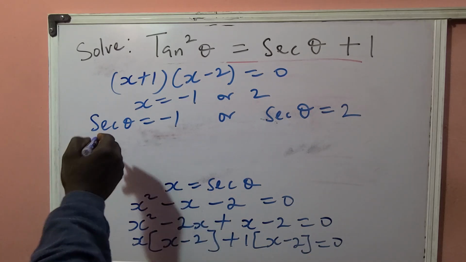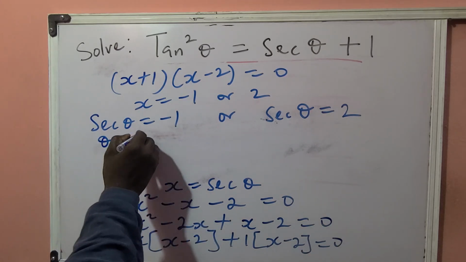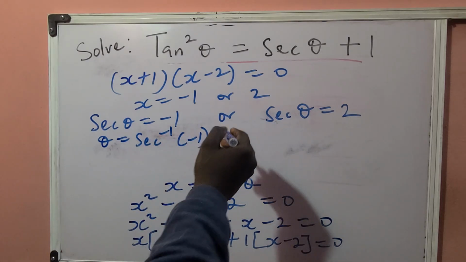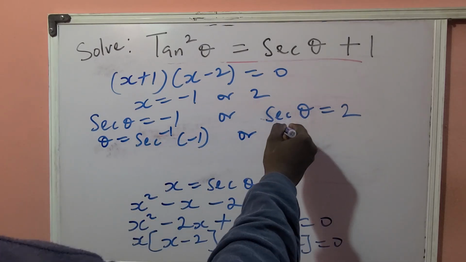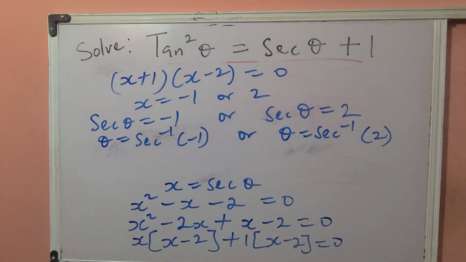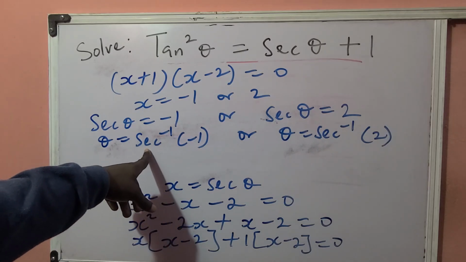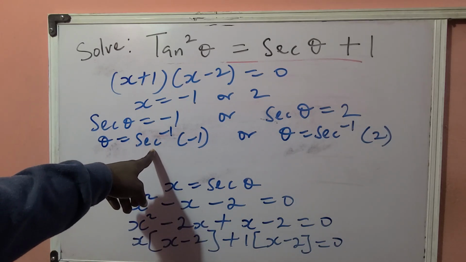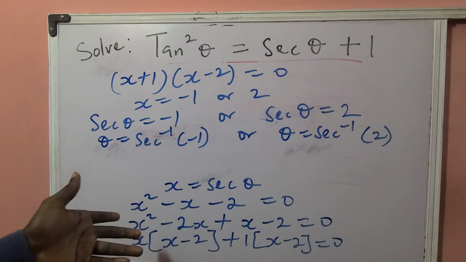And what you're supposed to do initially was to say theta equals arc sec of minus 1, or, for this particular case, theta equals arc sec of 2. Now, what you have to do here, because in almost every case you do not have sec theta on your calculator, is this: you can't press this on a calculator because you don't have sec theta.